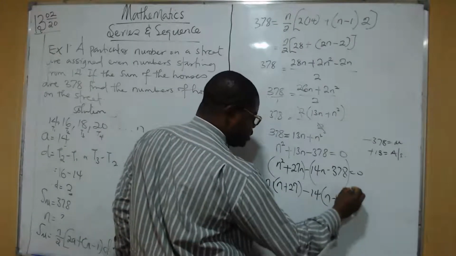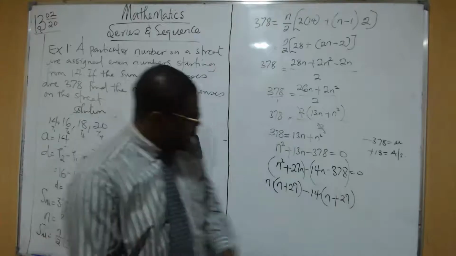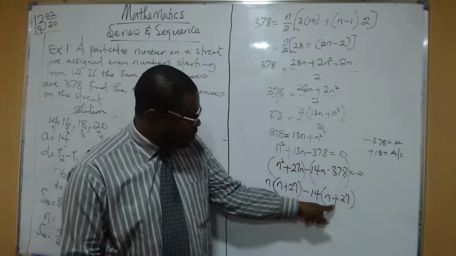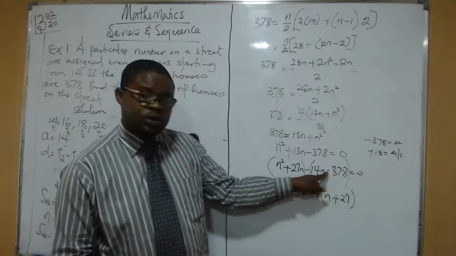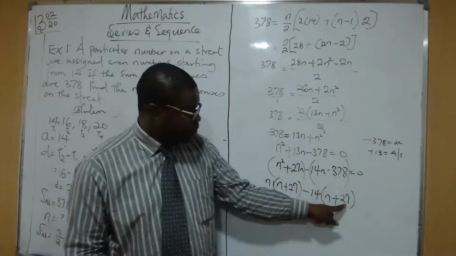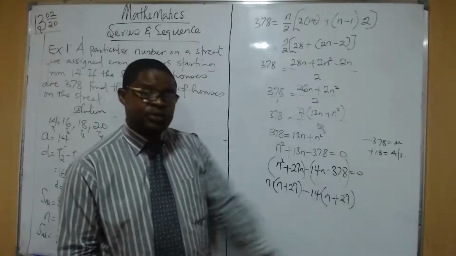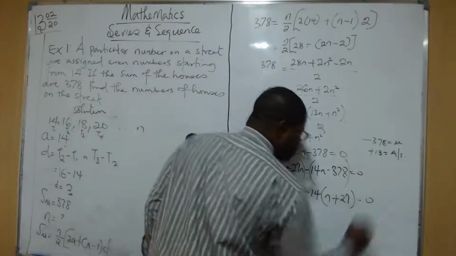They have 27. Now you ask, here is what? Minus. Why am I putting plus here? Minus times plus will give you minus. 14 times 27 will give you 378, equals to 0.